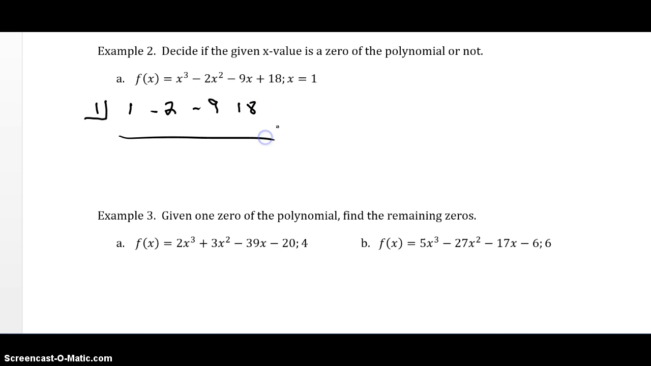Put the little line. We always drop down the first number, which is 1. And again, we multiply from here to here. 1 times 1 is 1. -2 plus 1 is -1. And we multiply 1 times -1, which is -1. Add the 2 here. -9 and -1 is -10. Multiply 1 times -10, and I get -10. And 18 plus -10 is 8. Now this is our remainder. Our remainder is not 0, and so x equals 1 is not a solution.